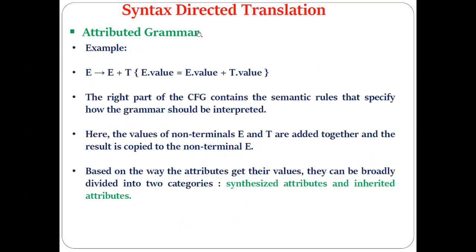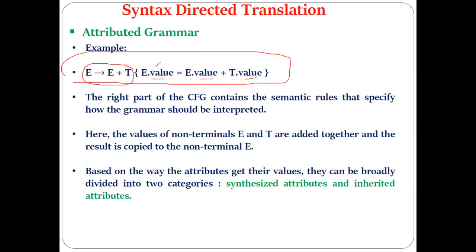Now for example, this is considered as an attributed grammar. Only one production is written here. Now this is our original grammar: E derives E plus T. Now this grammar is modified with some added attributes here. Each of these non-terminals is appended with some attribute.